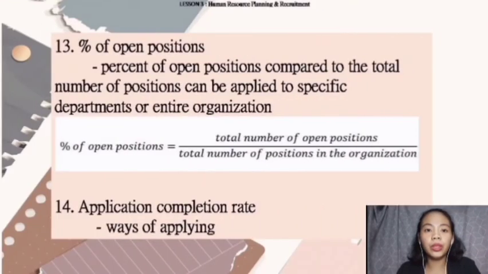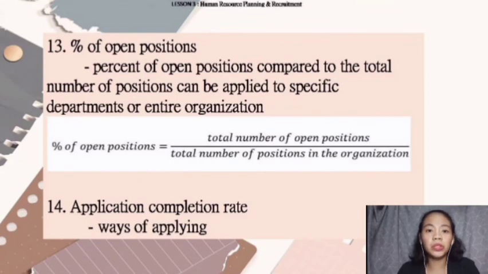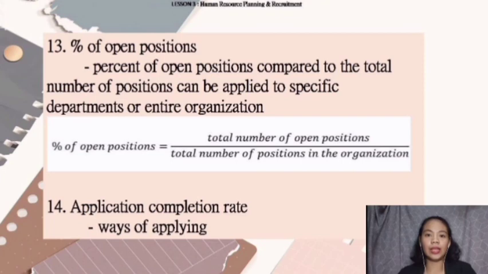Number 13, percent of open positions. Percent of open positions compared to the total number of positions can be applied to specific departments or the entire organization. The formula is percent of open positions equals total number of open positions divided by total number of positions in the organization. Number 14, application completion rate is the metrics of ways of applying.